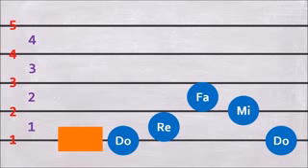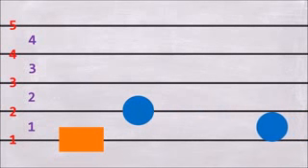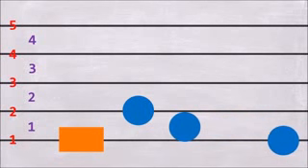Let's sing it. Here's do. Do, do, re, fa, mi, do. Now, finally, let's have a first note that's not do. So we're going to leave do in the same place on the bottom line and bring in a new note.